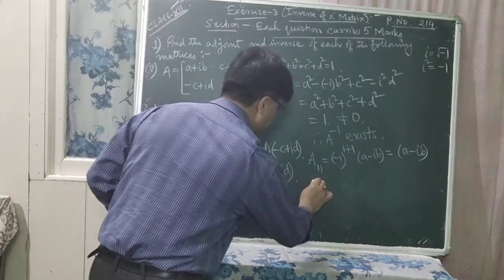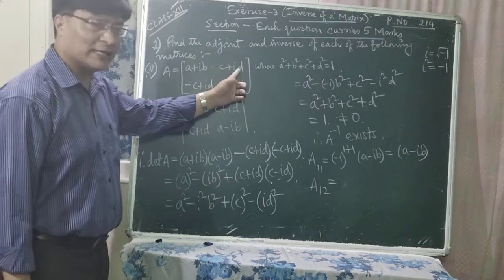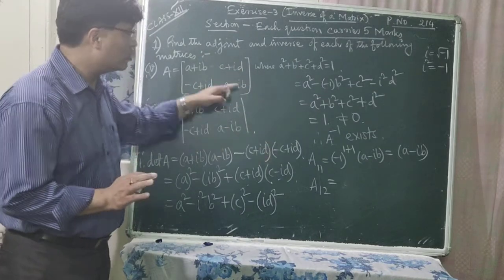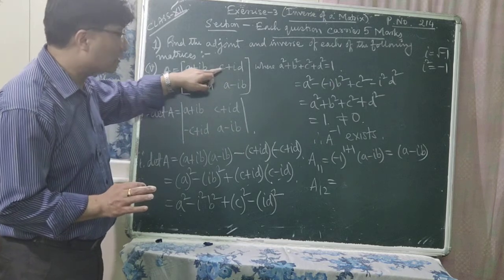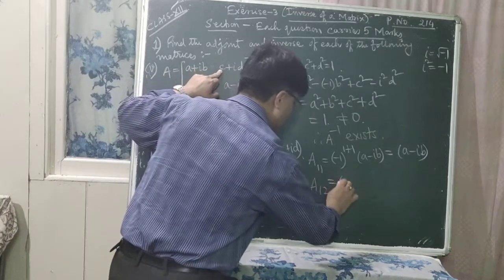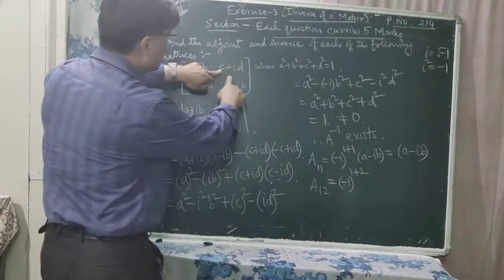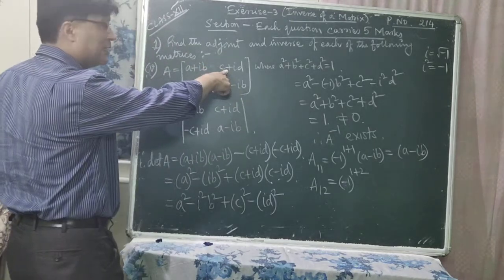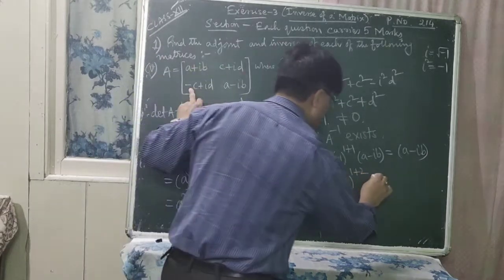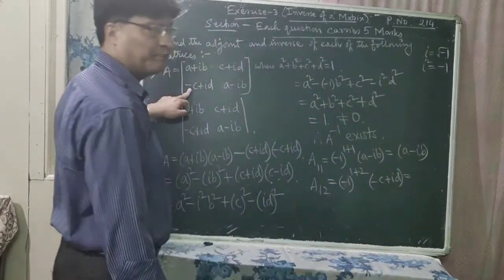Now A12. A12 means which element? C plus iD, you know that. I don't have to explain you again in this case. So A12 means C plus iD. That means you have to take the cofactor of C plus iD now. But you have to consider the sign here also. Minus 1 to the power 1 plus 2. Now delete the row and the column through this element C plus iD. That means first row and second column are deleted. What remains? This one. Minus C plus iD, which is equal to.